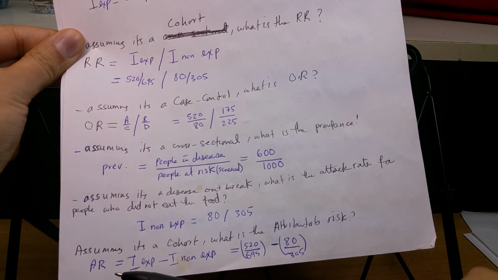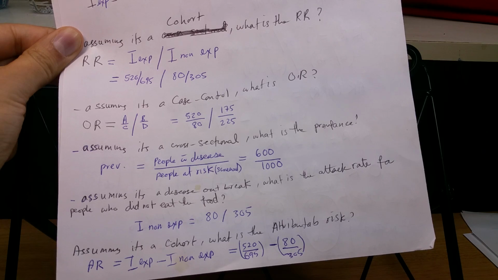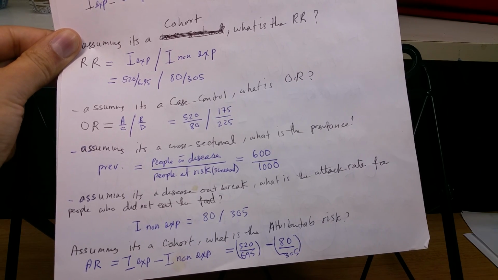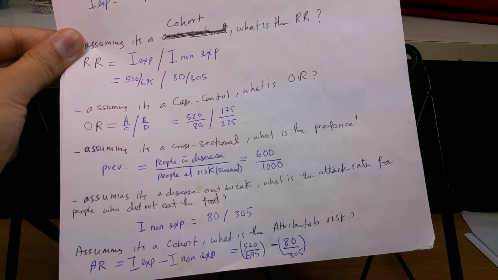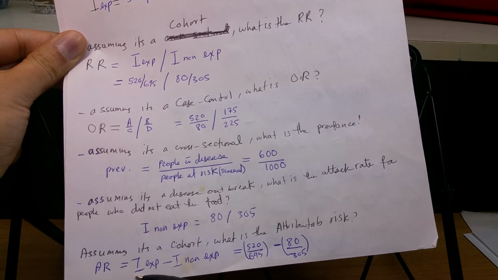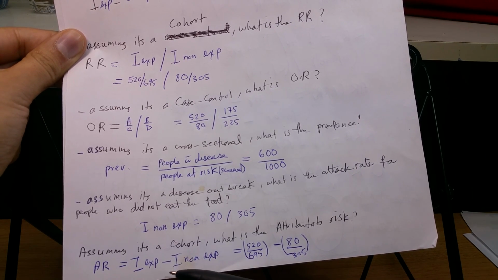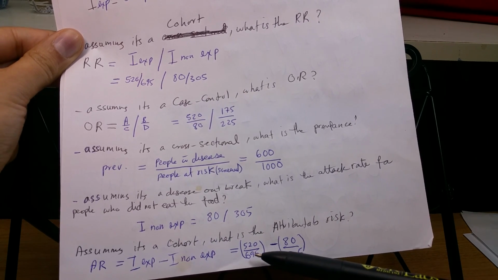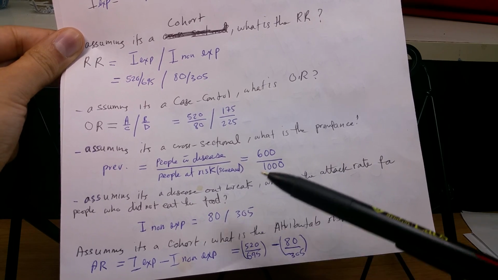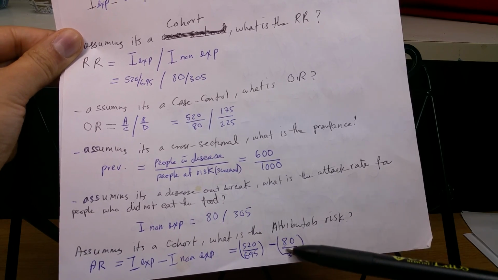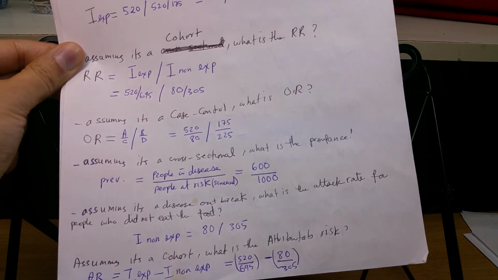Assuming it's a cohort study, what's the attributable risk? So attributable risk is incidence in exposed minus the incidence in non-exposed. We got the incidence in exposed so many times in this example, minus the incidence in non-exposed.